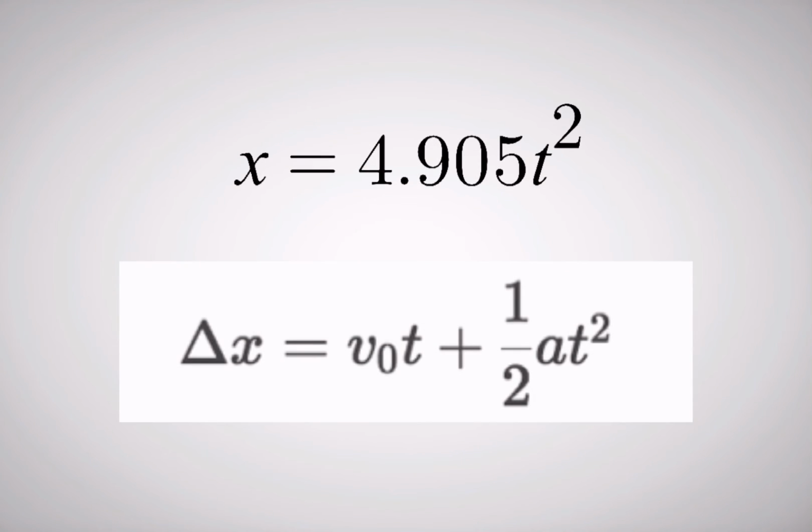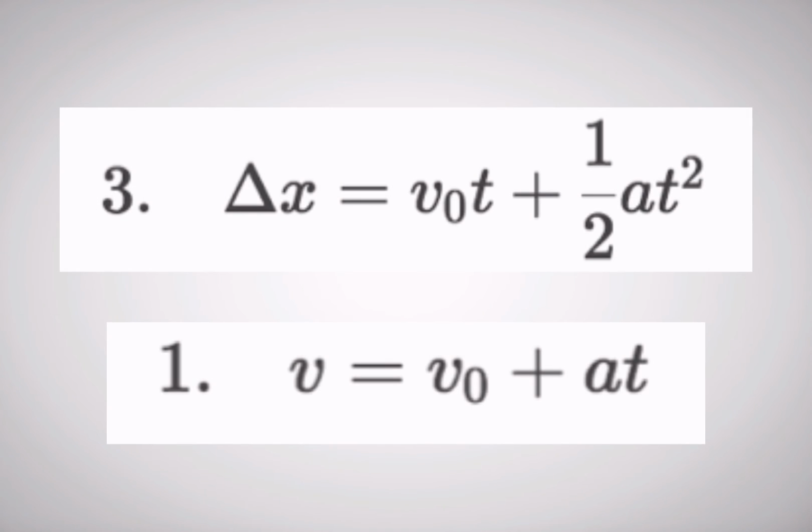Let's now compare our equation for position with kinematic equation number 3. In this case, our initial velocity equals 0, and 4.905 equals 1/2 of 9.81, which is the acceleration. So once again, the equations are identical. To solve for time, the same algebra would be used, using either equation, plugging 2 in for x and solving for t.